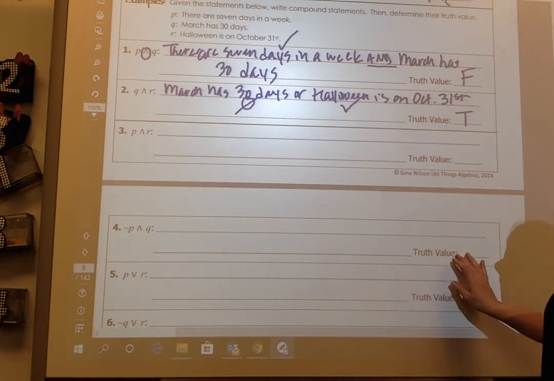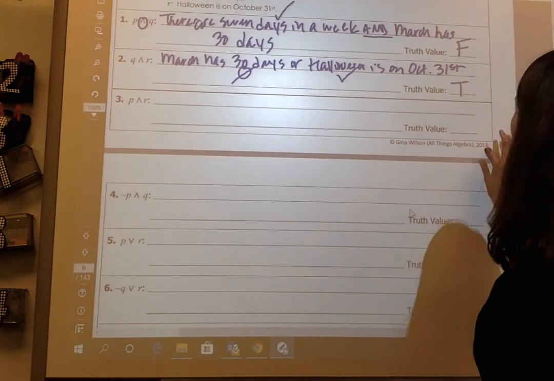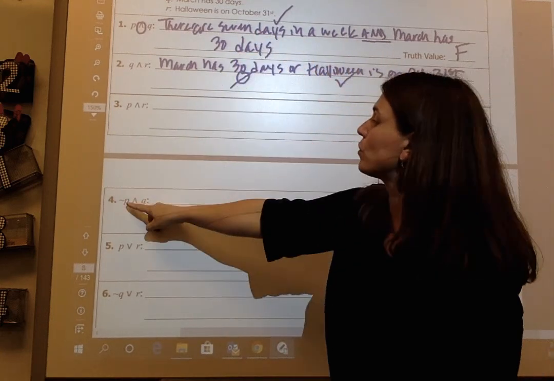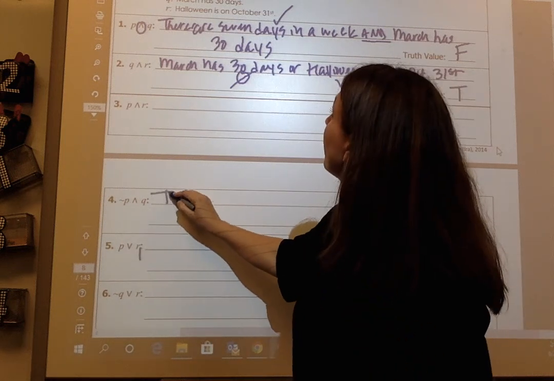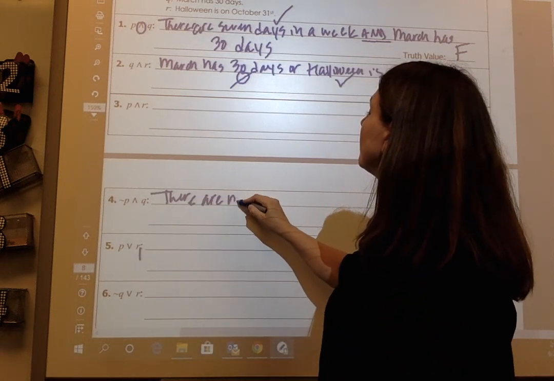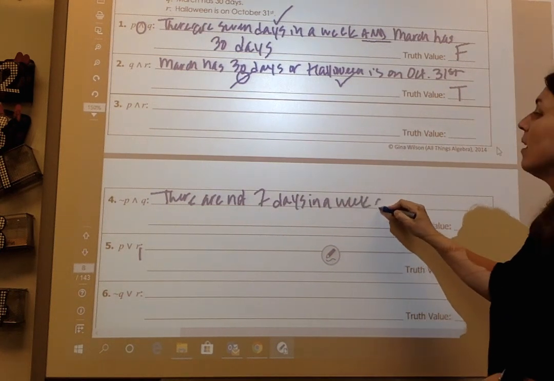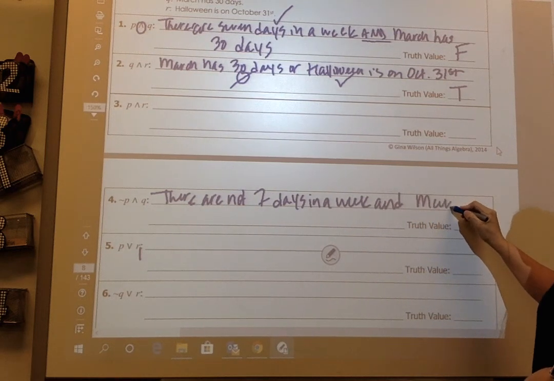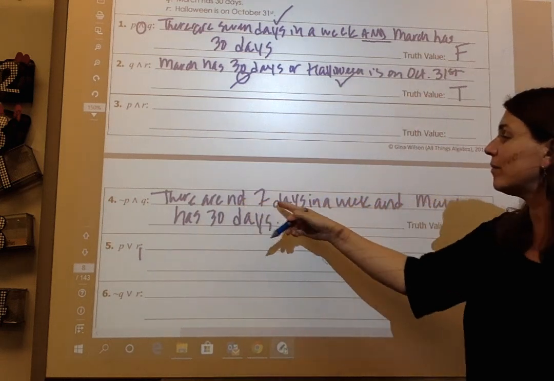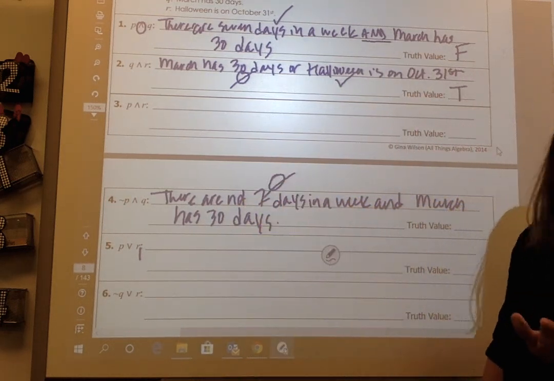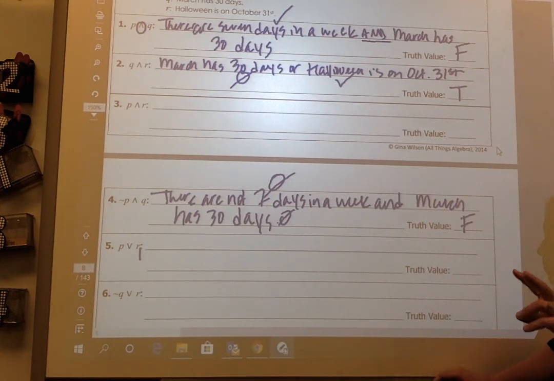Now, let's look at some of these negation ones, and I'm holding it to where I can still see what P and Q stand for. So let's look at this one. Number 4 says not P. So there are not 7 days in a week, and March has 30 days. Well, that's not true because there are not 7 days in a week is not true, and March does not have 30 days. So that is false on both accounts.